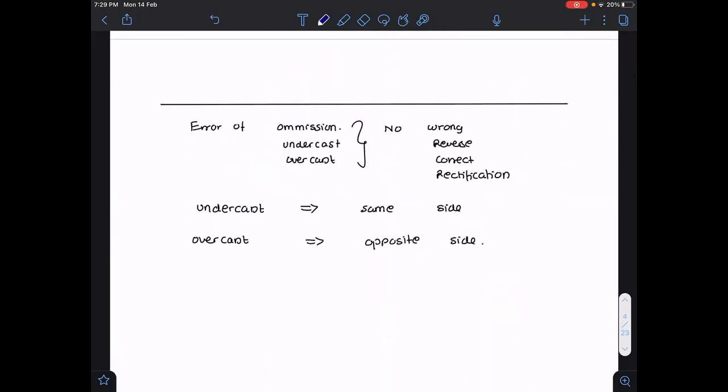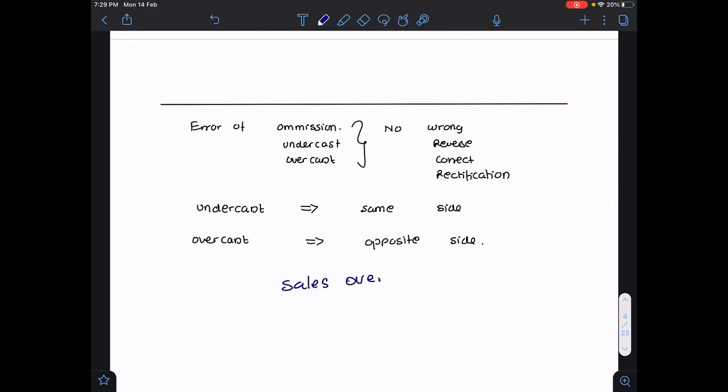You don't do wrong, reverse, correct, and rectification for error of omission, undercast, and overcast. Undercast, same side, overcast, same side. Give one example of undercast and its rectification entry.